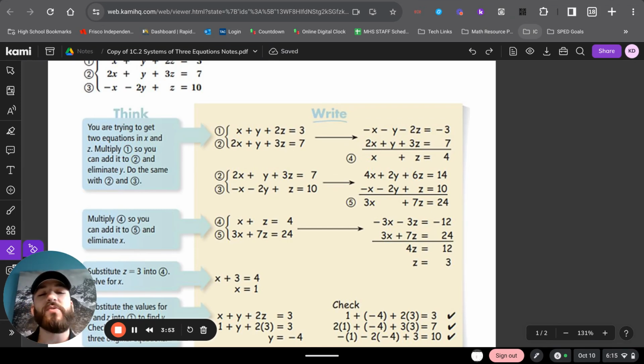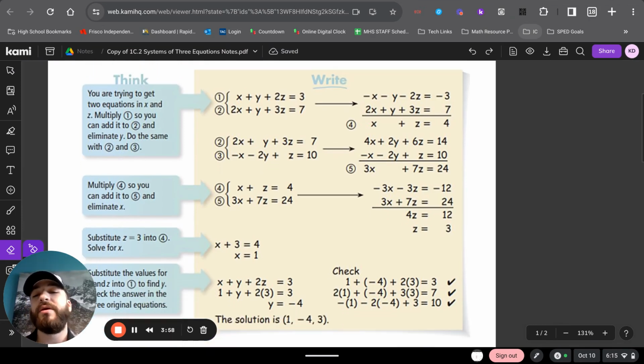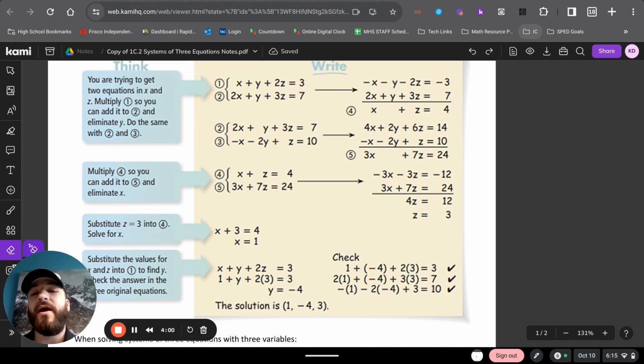So taking z equals 3, I could plug it into equation 4 or 5. I'm going to choose 4 because it's a little simpler. So x plus 3 is equal to 4.